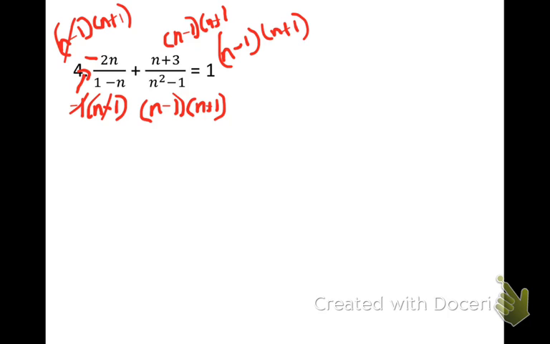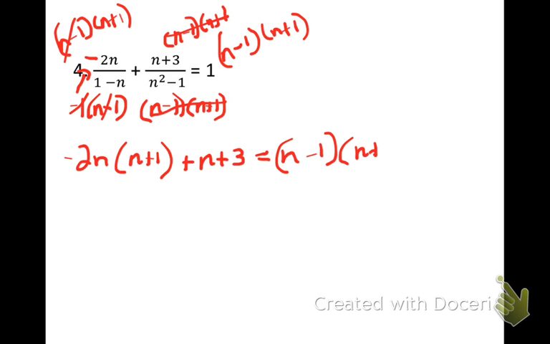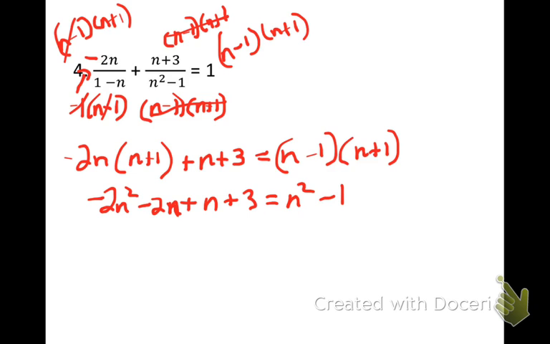So here my n minus 1's cancel, leaving me -2n times the quantity n plus 1. Here, n minus 1 and n plus 1 both cancel, just leaving me plus n plus 3. If that were a minus, you need to keep the n plus 3 in parentheses, equals the quantity n minus 1 times the quantity n plus 1. So distributing, I get -2n squared minus 2n plus n plus 3. Over here I'm going to get n squared, and then my middle terms cancel, so minus 1. Simplifying on this side, -2n squared, -2n plus n would be -n plus 3, equals n squared minus 1.